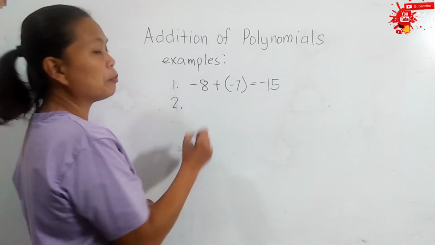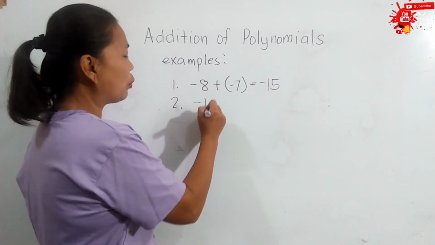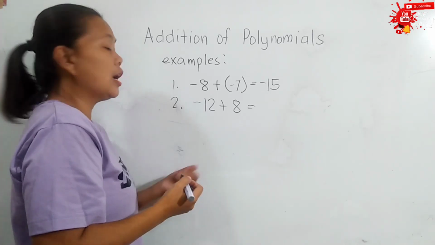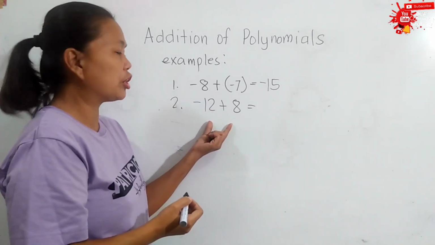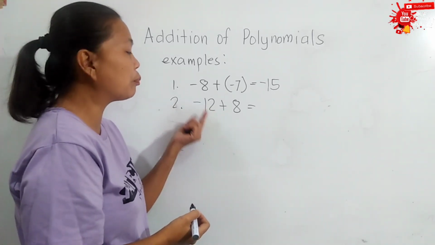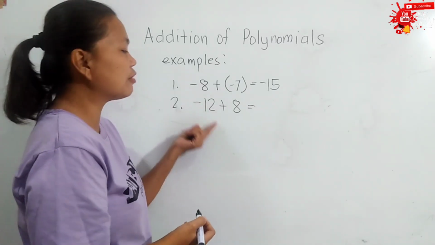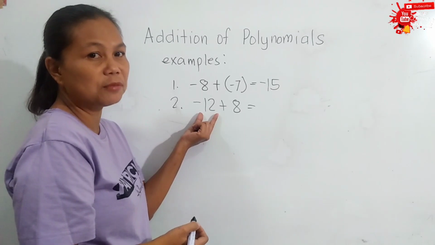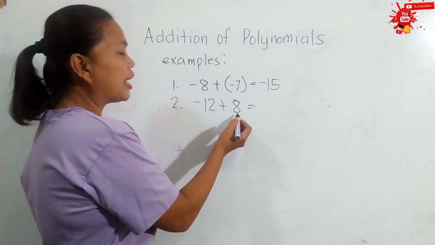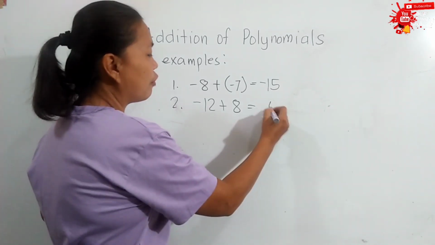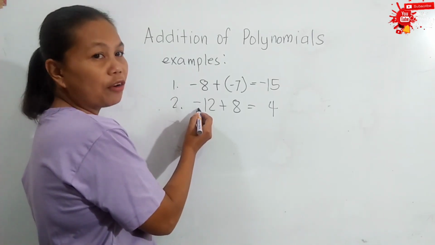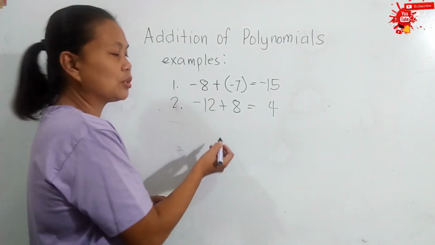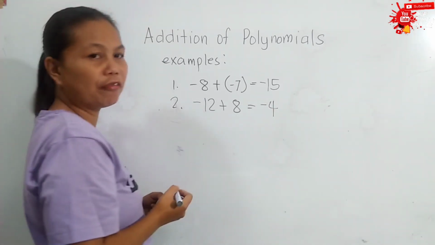Now for example, if we have negative 12 plus 8, again, if we are adding two integers with different signs, we subtract their absolute values and copy the sign of the number with the greater absolute value. So 12 minus 8 is 4. Then we copy the sign of negative 12 because negative 12 has the greater absolute value. So we have negative 4.